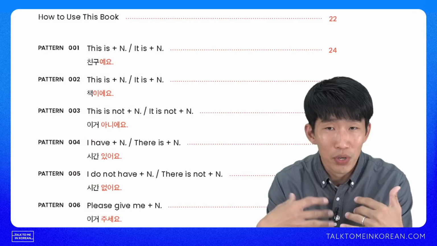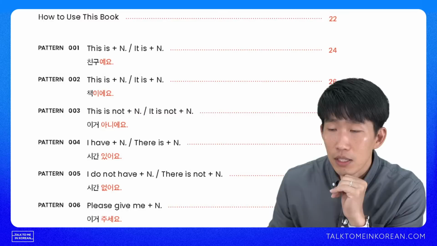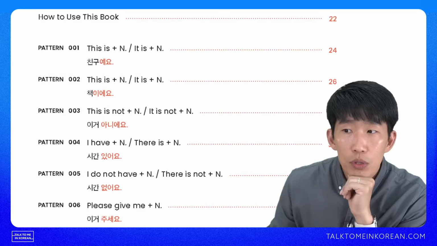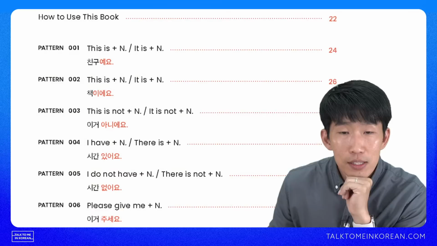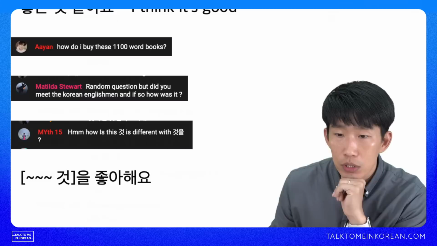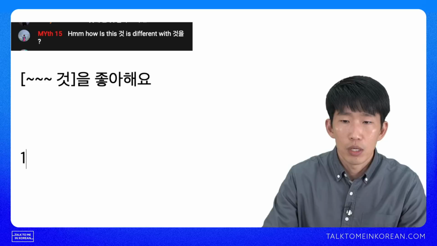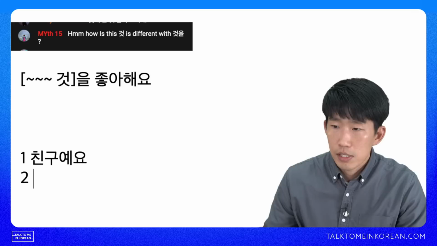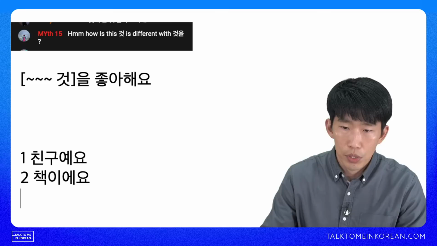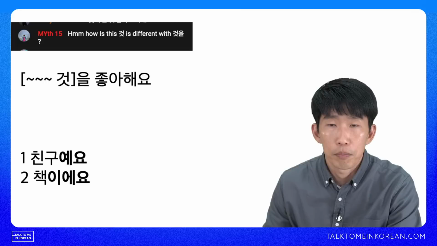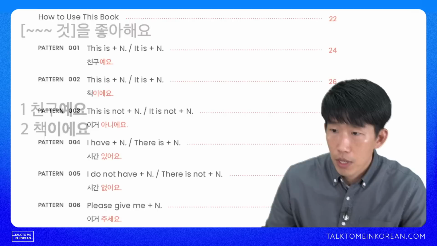So let's pick out the patterns here. Pattern two is 책이에요. The only difference between the two is whether the noun ends with a consonant or without a consonant, right? Let me type over here. Number one is 친구예요. Number two is 책이에요. 예요 and 이에요 both mean so-and-so is or are. 친구예요, it's a friend; it's a book. And number three is going to be 아니에요.